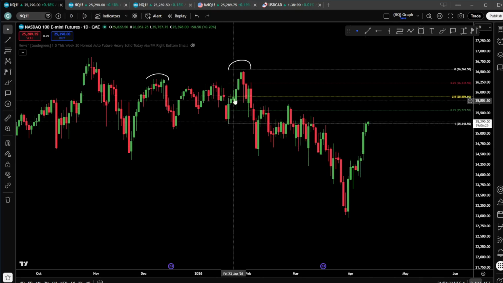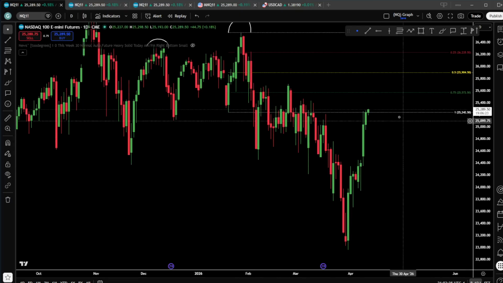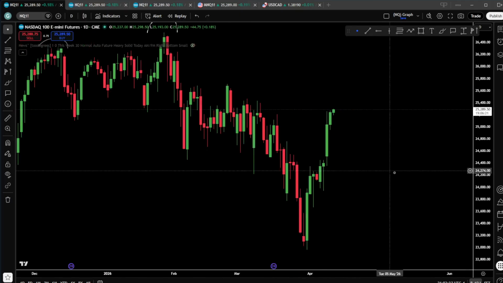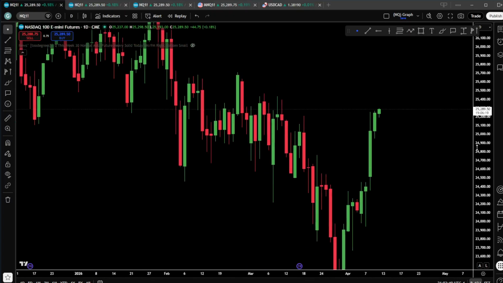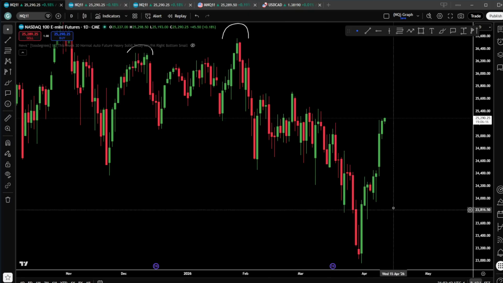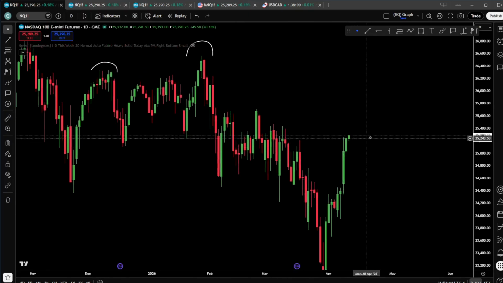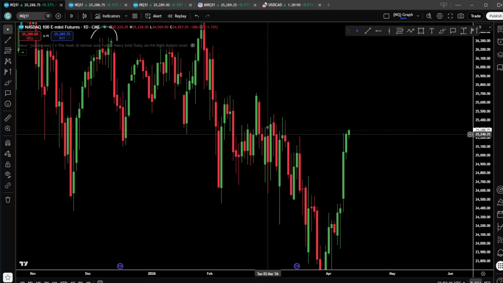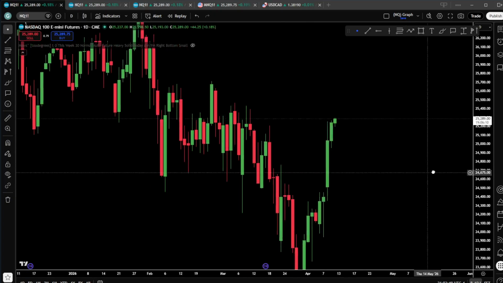So discount arrays, premium arrays. If we're to look at where the market is trading inside of right now, right, because we saw where we came from, where we're currently heading into. Now if we zoom in, or at least look at the daily perspective of where the market is currently trading inside of.